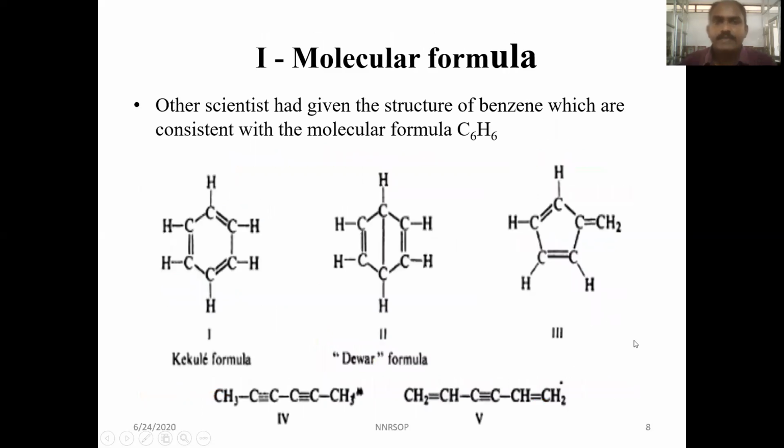Along with that, various scientists have given structures of benzene consistent with the molecular formula. But the committee finalized only 5 structures of benzene which are nearest to the molecular formula. These are the structures of benzene given by various scientists. The first structure is given by Kekule, the second structure is given by Dewar, and the other structures are given by other scientists. So we need to verify these structures against the properties of benzene.